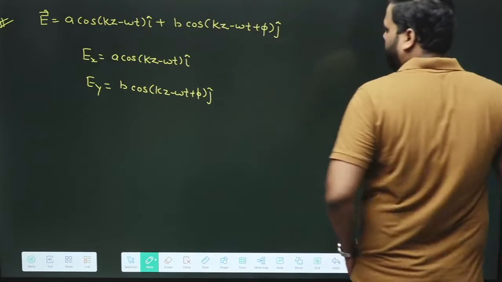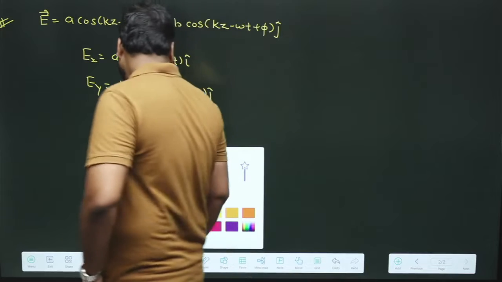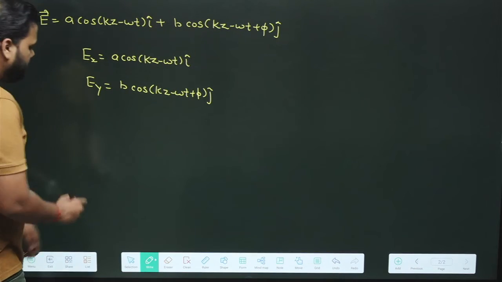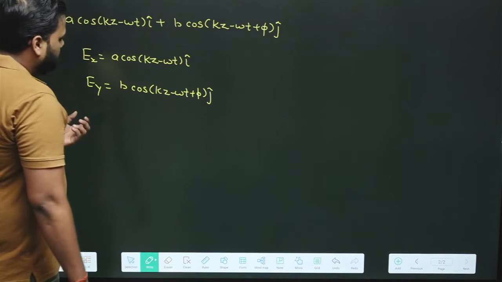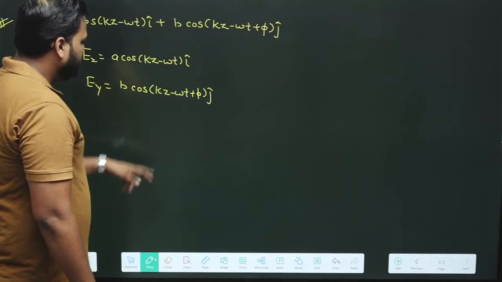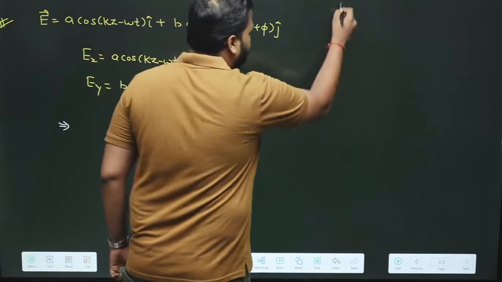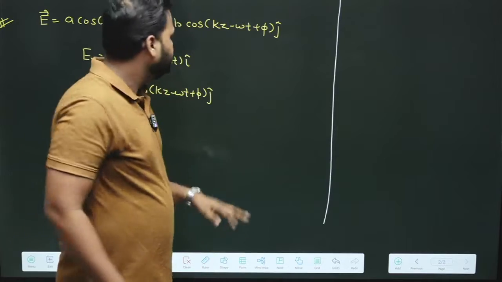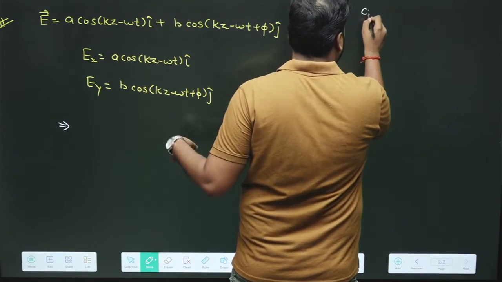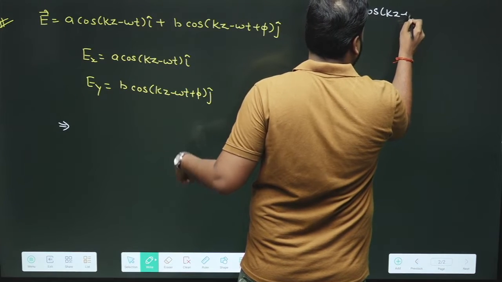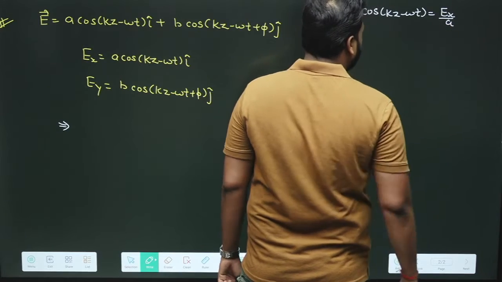So first of all, we have to eliminate the time factor over here. One of our main aims is to find the equation of the path, or the equation of the trajectory. How can we get the equation of trajectory? Just by eliminating the time. And how can you eliminate the time? I'm not going to derive it here. Look at this equation. Can you write cos(kz − ωt) equals Ex upon A? Can you write like this?